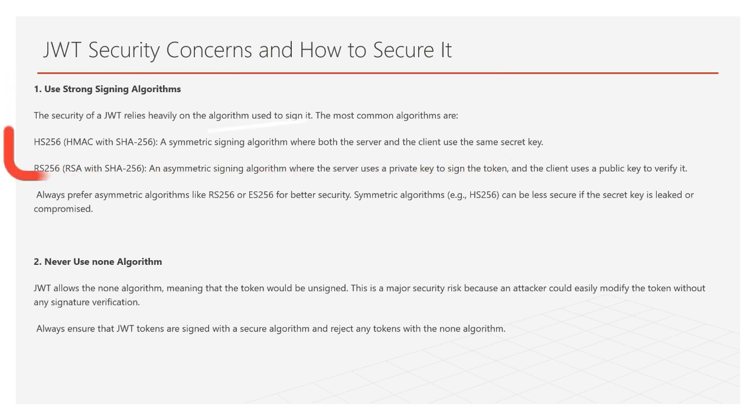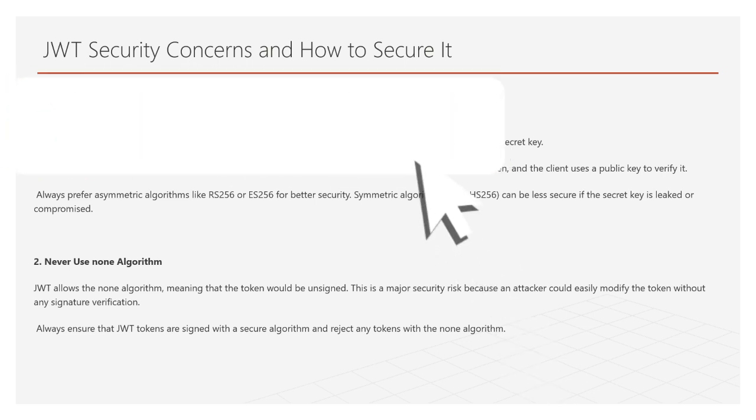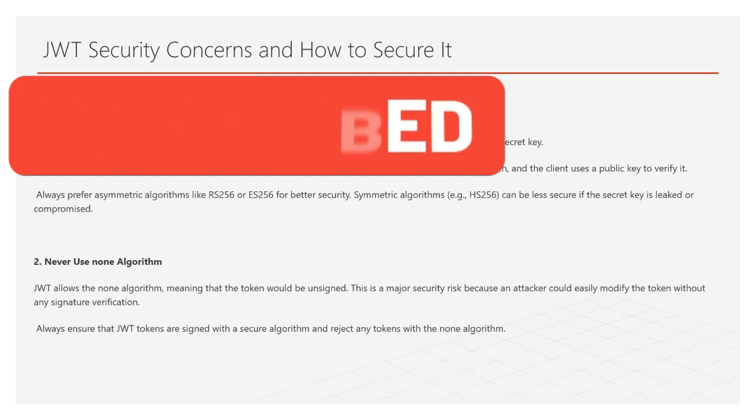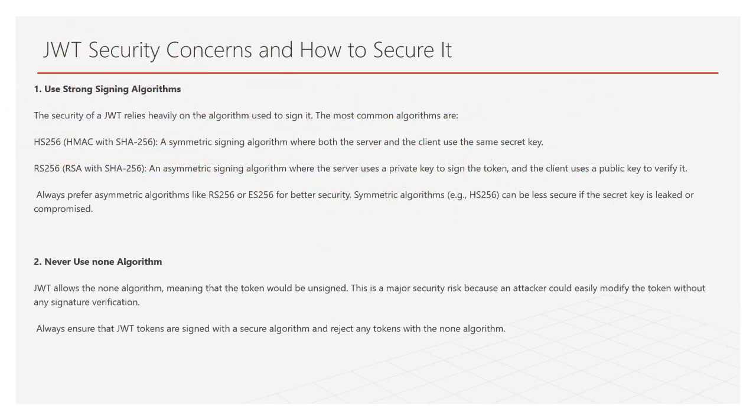Now, never use the none algorithm. So basically, you should not allow the none algorithm. Meaning there will be no signature, the token will be unsigned. This is one of the major security risks, because the attacker will definitely be able to modify the token without any signature being verified. So this is to ensure that you're using a signed token with a secure algorithm. Any token with the none algorithm, we have to definitely reject it.